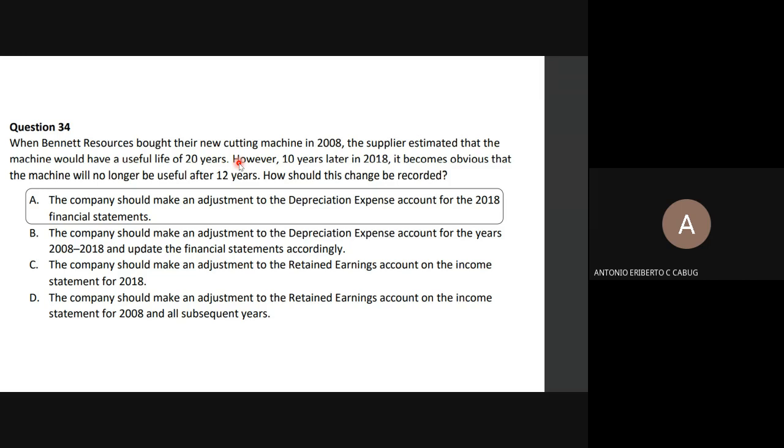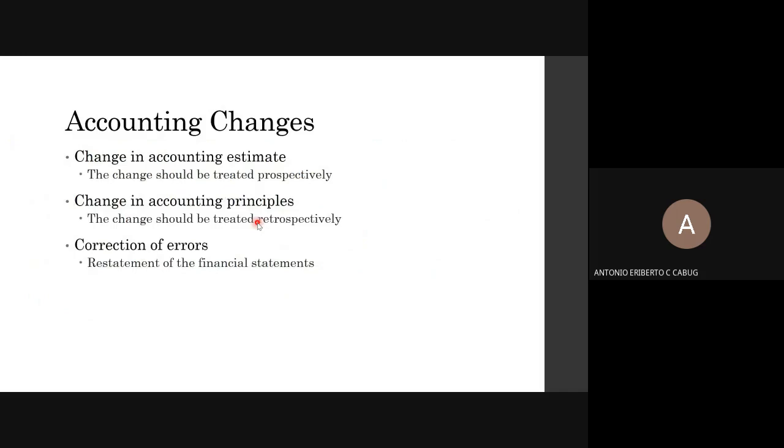The company should make an adjustment to the depreciation expense account for the 2018. Huwag mo nang idamay yung 2008, 2009. Wala na yun, no? Hayaan mo na. I-adjust mo na lang yung 2018 financial statements. Moving forward, 2019, 2020. Wala ka nang babaguhin sa mga beginning balances mo. Ha? The correct answer is A. Again, a change in depreciation is a change in accounting estimate to be treated prospectively.